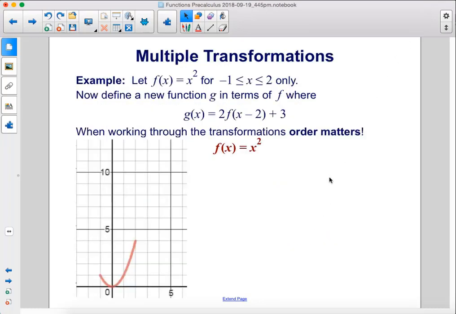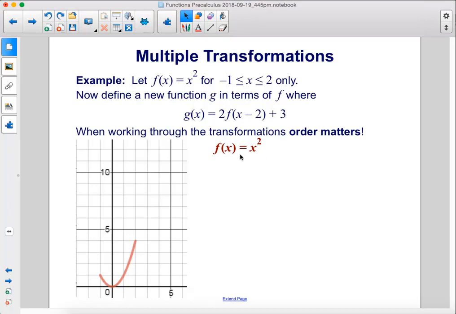Here's an example of multiple transformations. Let f of x equal x squared for x between the values of negative 1 and 2, including those values. Now define a new function g in terms of f where g of x equals 2 times f of x minus 2 plus 3. When working through the transformations, remember that order matters.